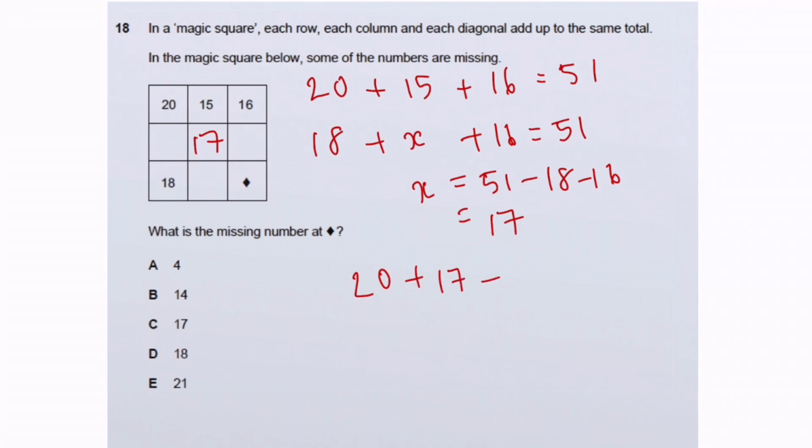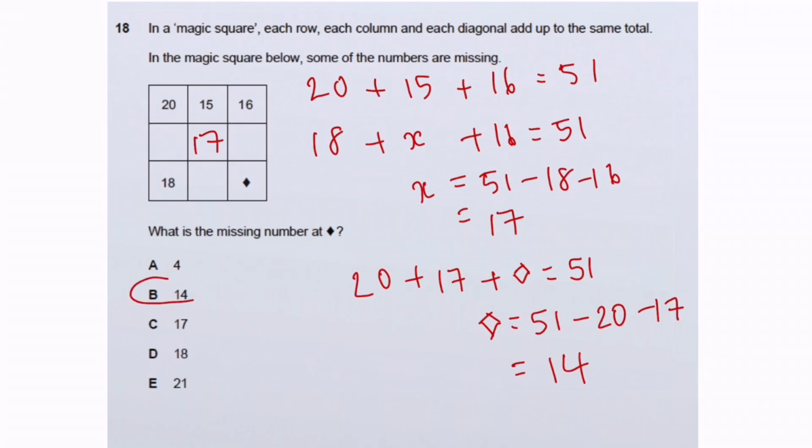So 20 plus 17 plus the diamond is 51, because we know that the diagonals also add up to the rows and columns. They are all of equal value. So the diamond is 51 minus 20 minus 17, which is equal to 14. And so we have B as the answer.